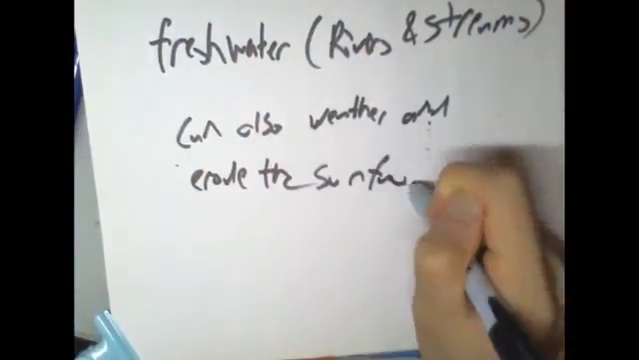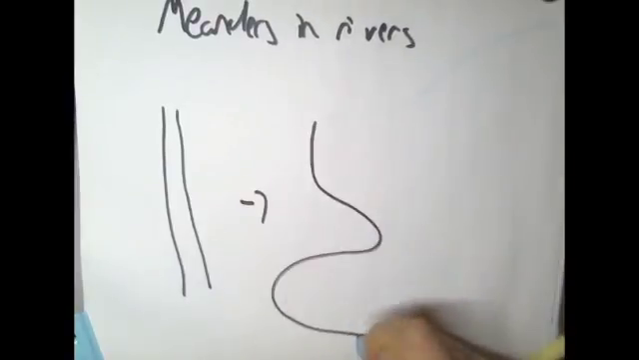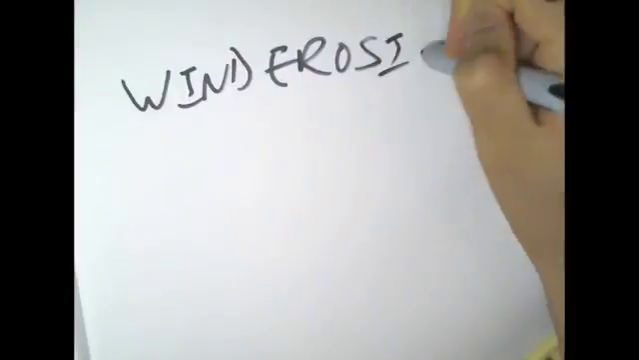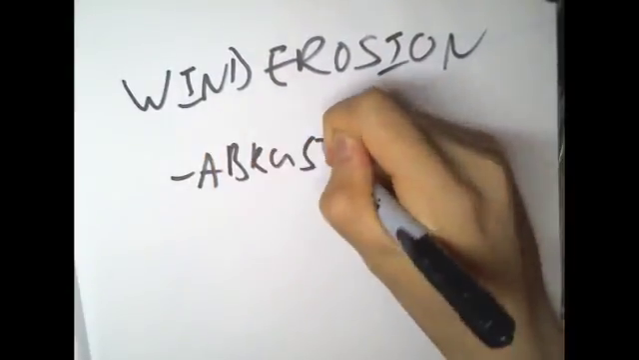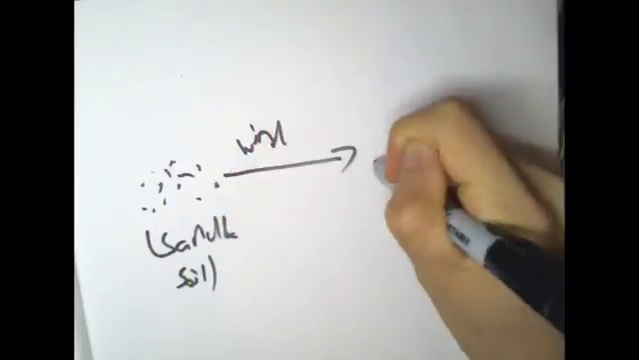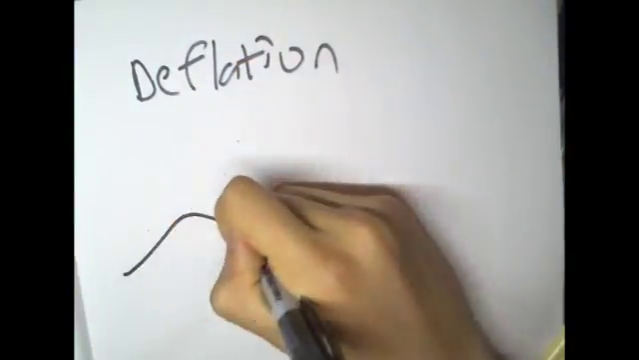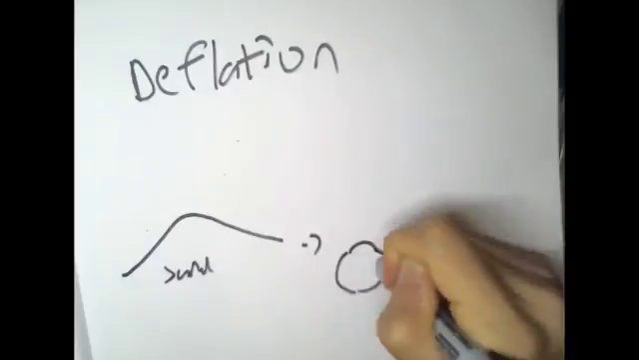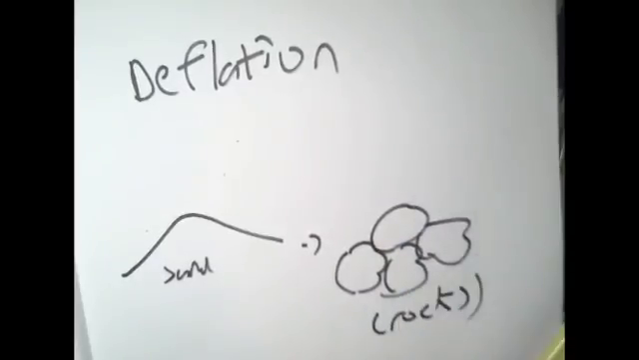Fresh water can also erode things in the form of rivers and streams. For example, over time, meanders occur in rivers because of small disturbances that are exaggerated by the erosion. Wind is another type of erosion, and there are two main types of wind erosion: abrasion and deflation. Abrasion occurs when sand is blasted at rocks, wearing them down. Deflation is when wind carries away small particles of sand, leaving only larger rocks.